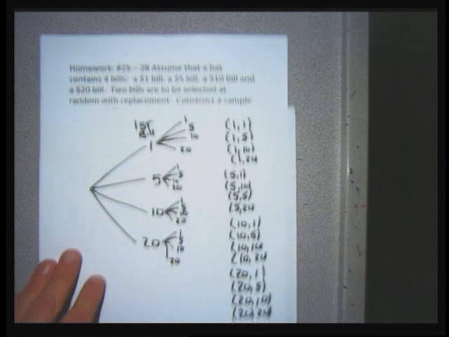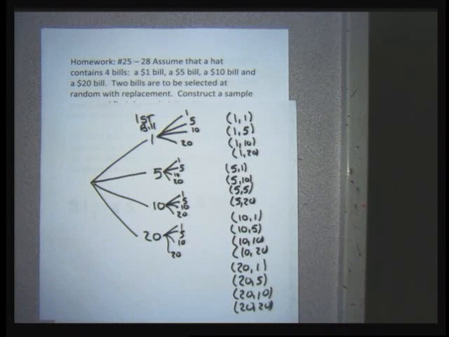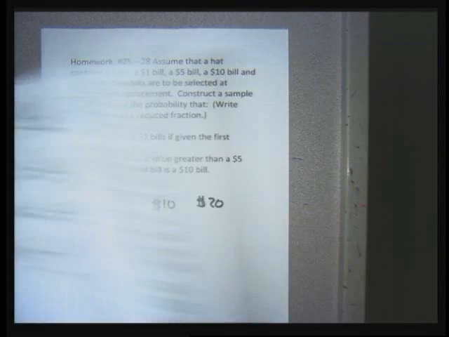So this is a sample space that fits that if a wallet has 4 bills, 2 bills are being selected one at a time, putting the first bill back after you get the second, before you pick the second bill. This is a complete sample space. It's not a restricted sample space. Probably going to need to restrict my sample space to do my problems.